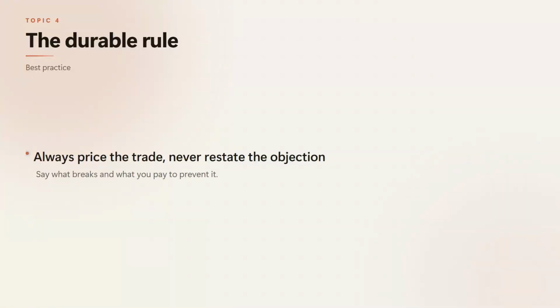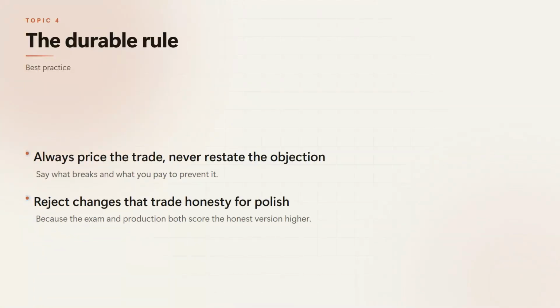The durable rule is, when someone proposes a change that makes the output look better, ask what truth is being sacrificed. Do not restate the objection, price the trade. Say what specific failure the change introduces and what you are paying to prevent it. The author's document rejects 3 of 4 challenges because they trade honesty for polish, dropping the coverage annotation, letting agents write uncitable prose, and blindly picking the newer source. In each case, the reason is not that the change is impossible, but that it removes the very property that makes the system trustworthy. That rule holds outside any exam and will be true in a system built next year.